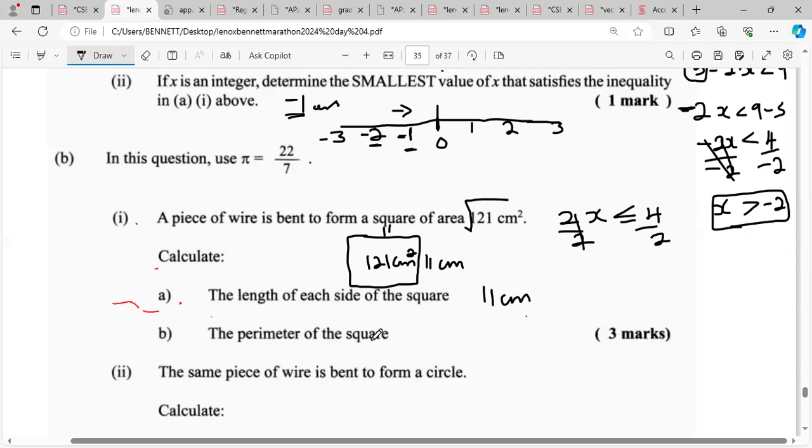The perimeter. Now the perimeter is the total distance around. All four sides are equal, so we just multiply 4 times 11, which is 44. You guys did well on that one.